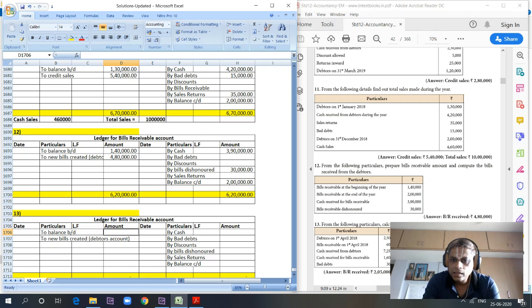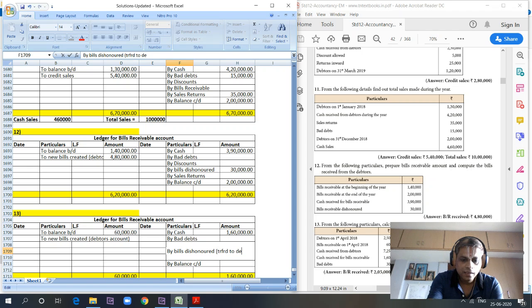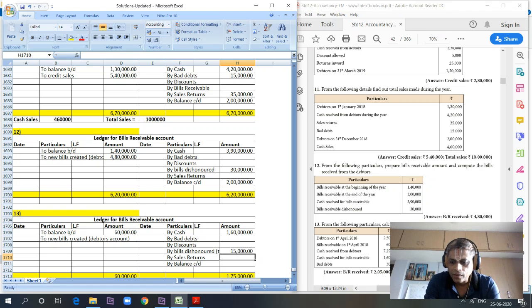We have bills receivable as on 1st April 2018, 60,000. So the beginning balance is 60,000. And what is the next? Cash received for bills receivable. So bills settled 1,60,000. Then we have bills receivable dishonored. This again will be transferred to debtors. Bills receivable dishonored is equal to 15,000. Then we have bills receivable as on 31st March 2019, which is 90,000. And so new bills created during the year is equal to 2,65,000 minus 60,000. So this is the balancing figure, new bills created during the year.